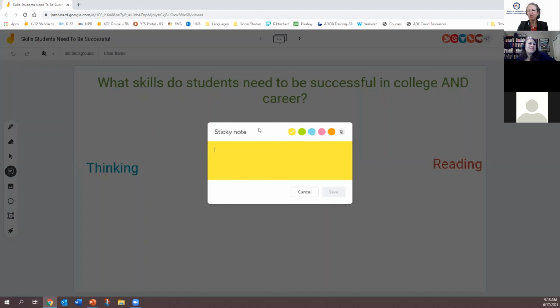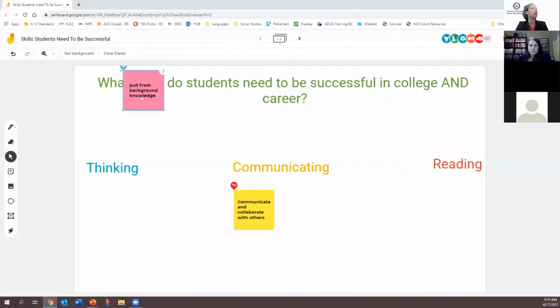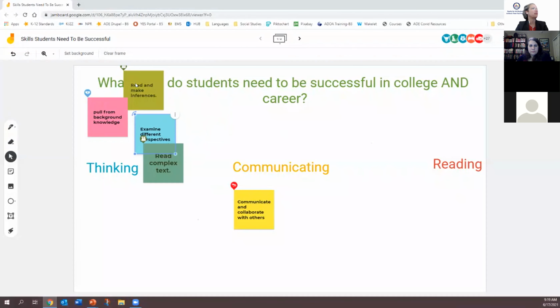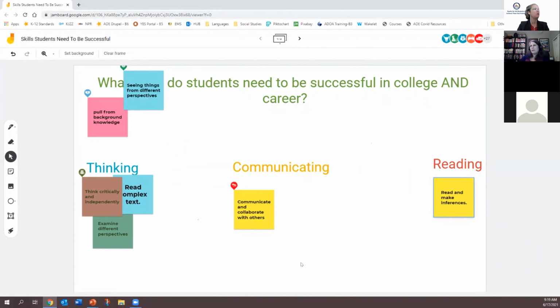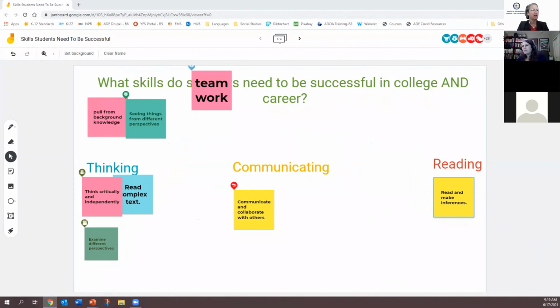But think, what are the types of things that we want kids to be able to do when they graduate from high school that will make them really successful both in college, but also career too, because college isn't necessarily for everyone. So for example, we want students to be able to read and make inferences, right? And I believe I'm spelling that correctly. And you just click save, and then you can come up here and move them around. Let me see, here's mine. Since it's reading, I'm going to pull it over here. So we're going to give you just a minute to participate in that and fill it up as we go through.